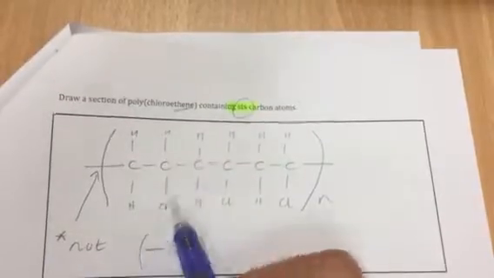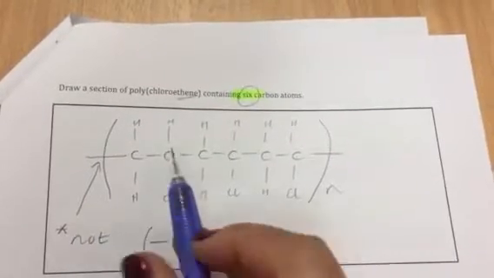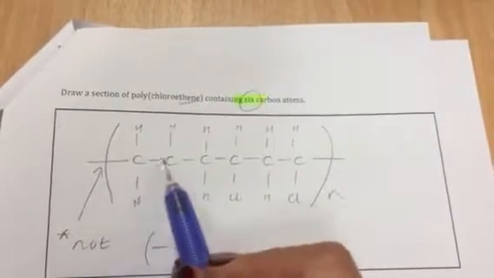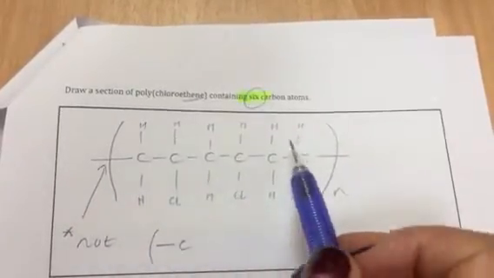Make sure that your chlorines are in the right place. Some students will put a chlorine here and then a chlorine here, and that's obviously not correct, because as the molecule opens up, you should effectively have whatever you begin with repeated 3 times over.